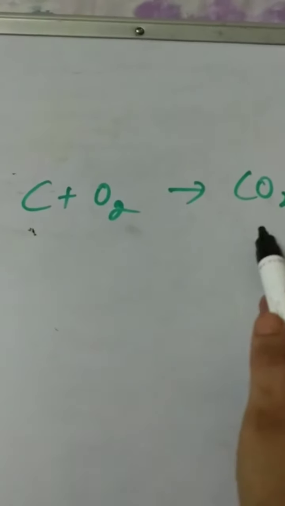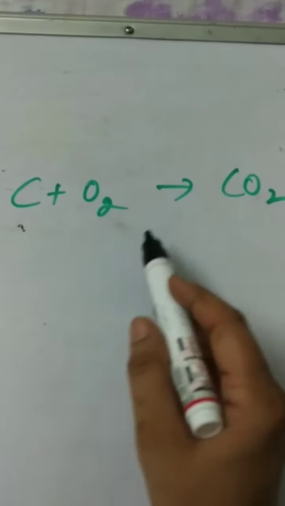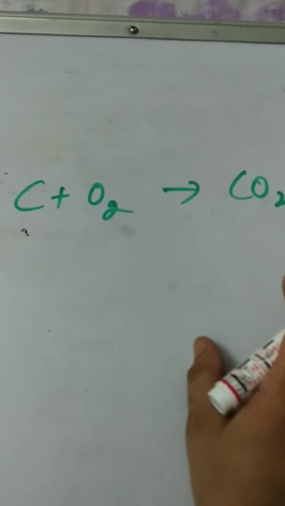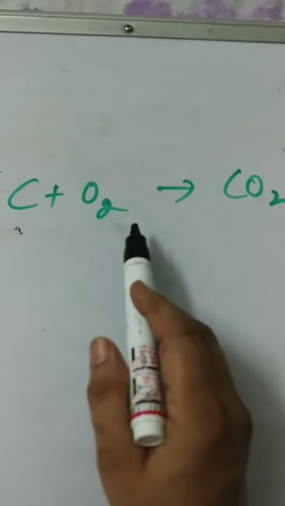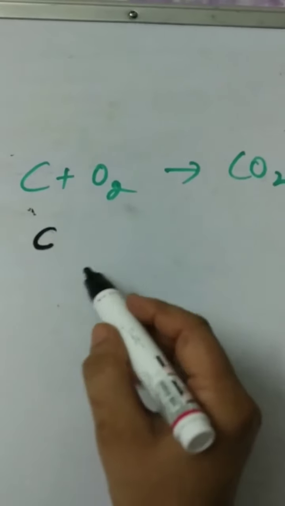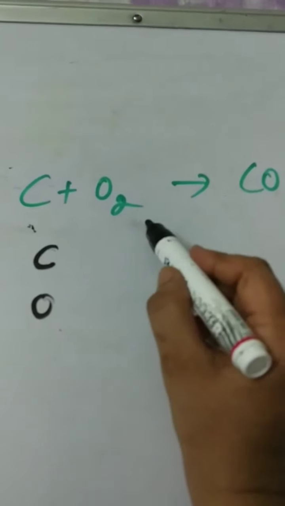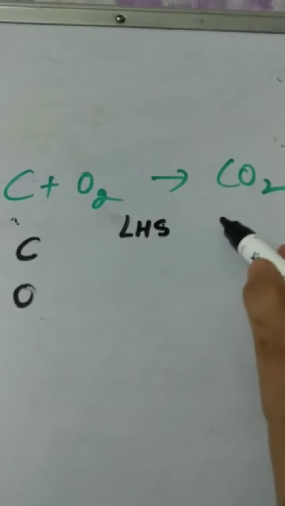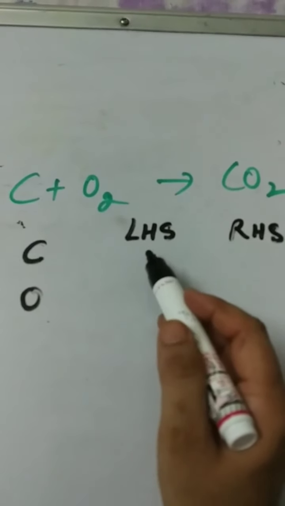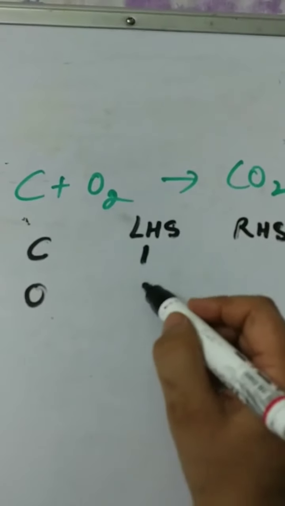One skeletal equation I have written here, for example. Now, is this equation balanced or not? First, we will count the number of atoms of each element on both sides. Carbon and oxygen, these two elements are present in this equation. So the reactant is at the left hand side and the product at the right hand side. Left hand side, how many carbon atoms are there? 1. How many oxygen? 2.